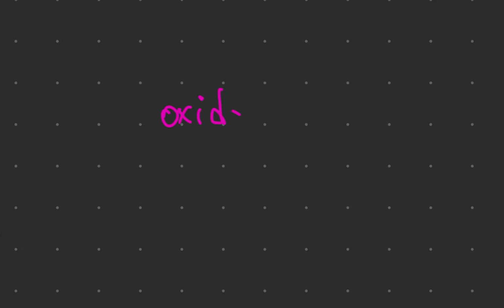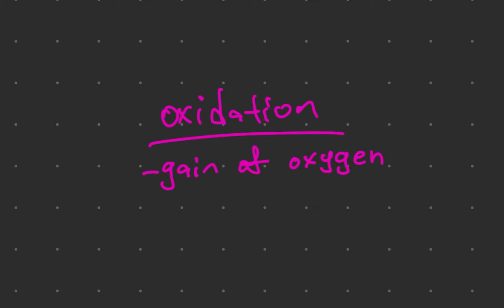Alright, so oxidation can be described as gain of oxygen, a loss of hydrogen, or a loss of electrons.